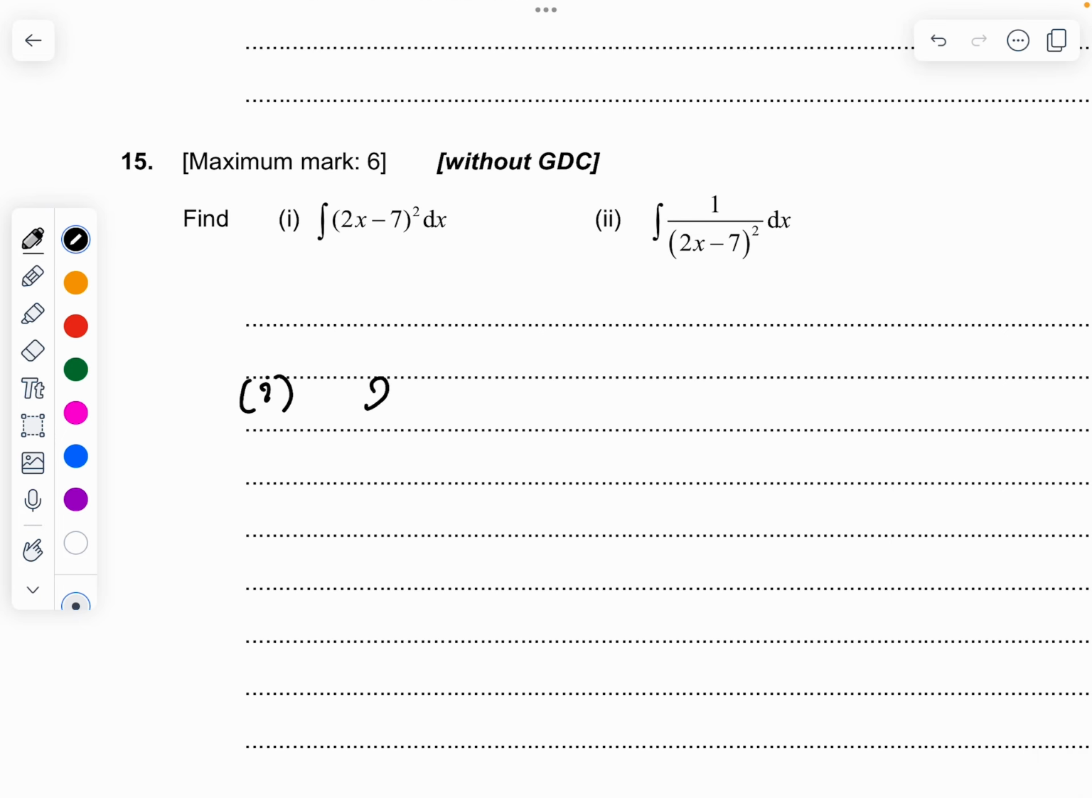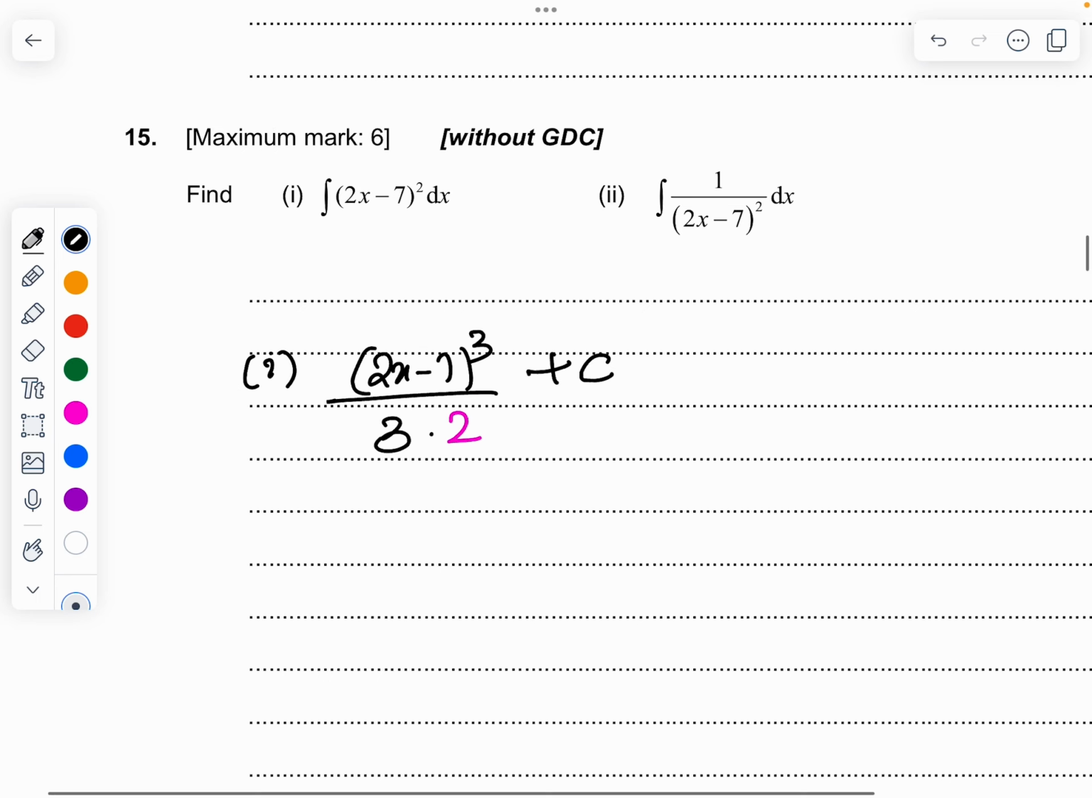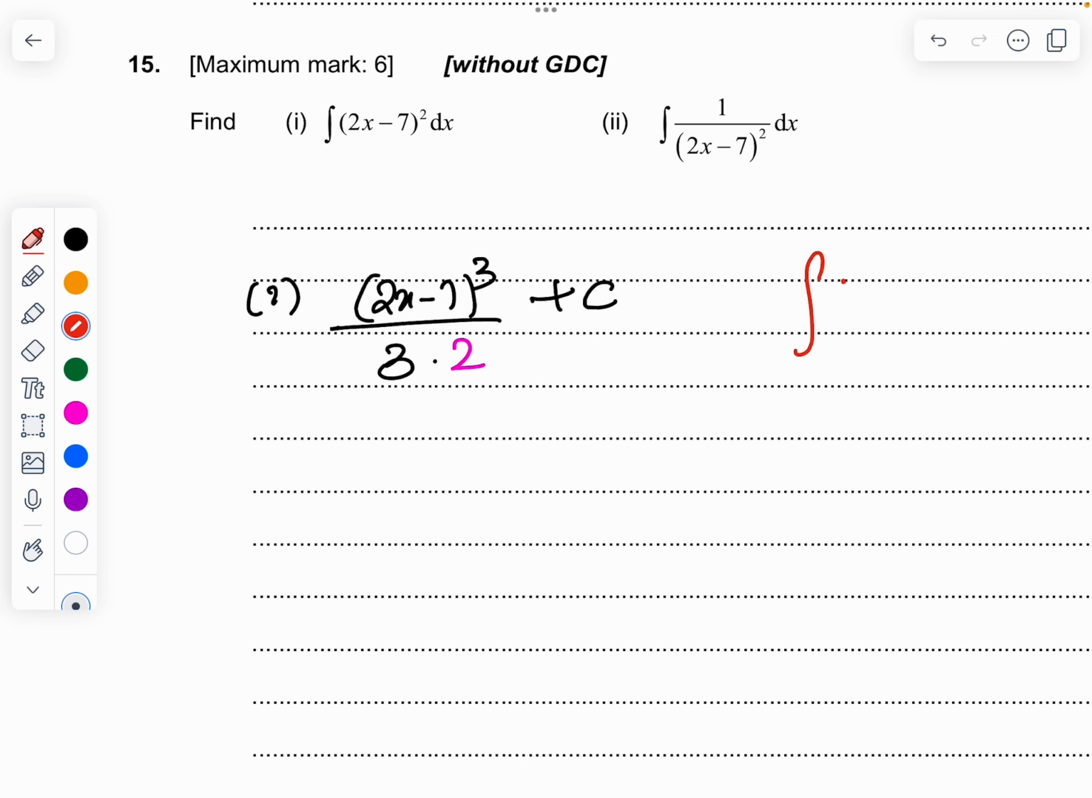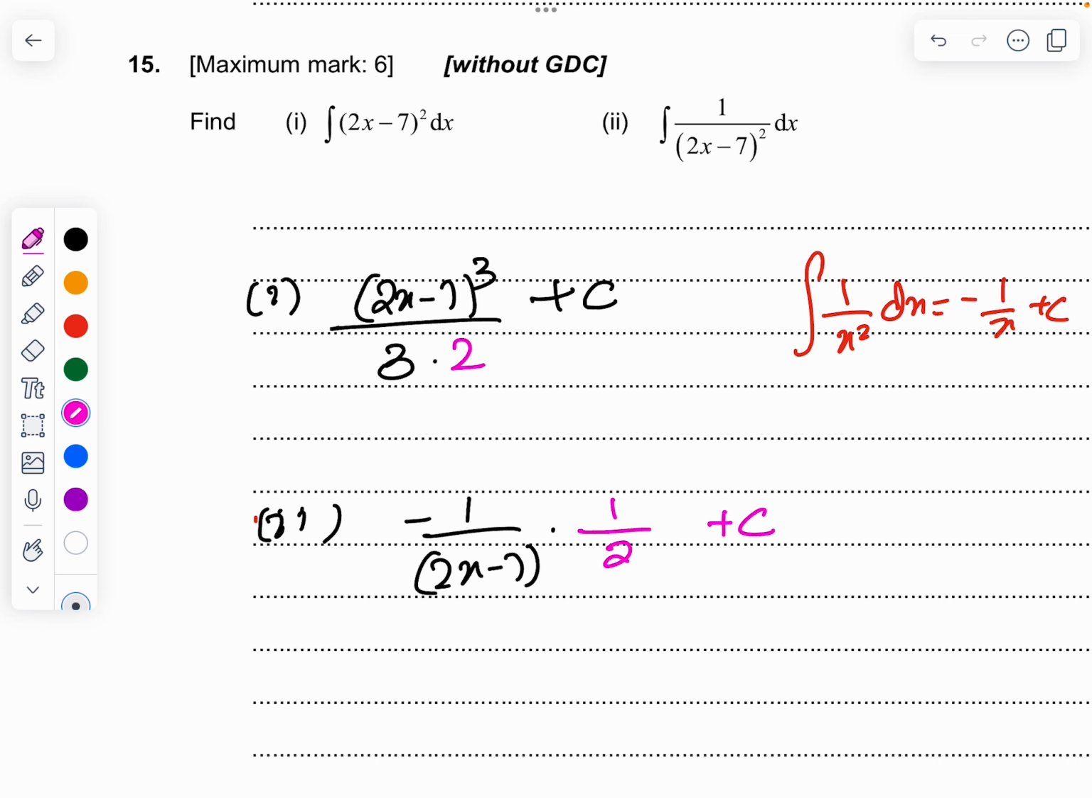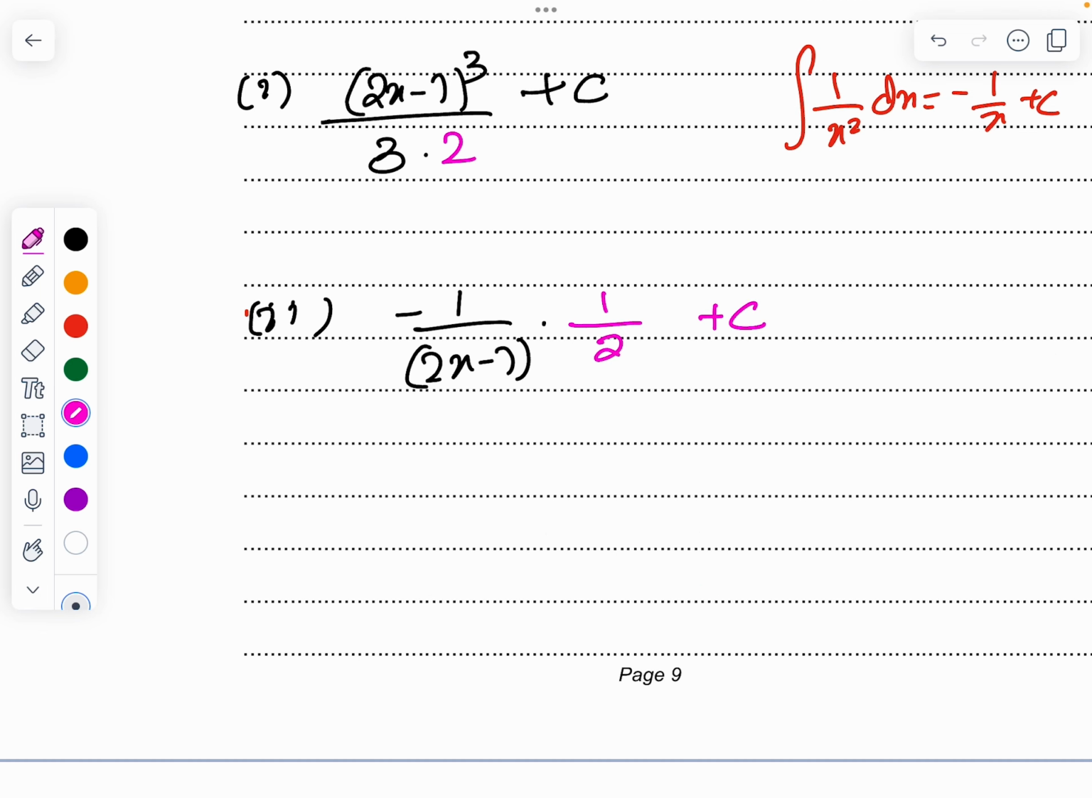For part 1, 2x minus 7 whole to the power of 3 divided by 3 divided by 2. Don't forget to divide by the derivative of basic function. And for this formula we have learned 1 upon x square dx is minus 1 upon x plus c. So for part 2, the answer is minus 1 upon 2x minus 7. Again divide by 2, derivative of the basic function. So final answer is minus 1 upon 2 times 2x minus 7 plus c.